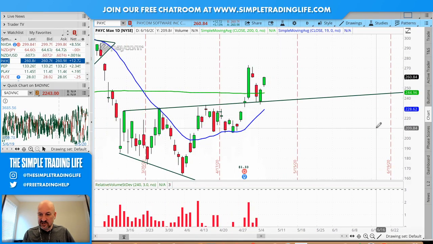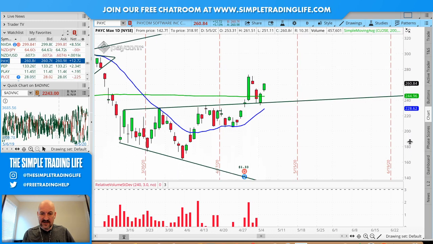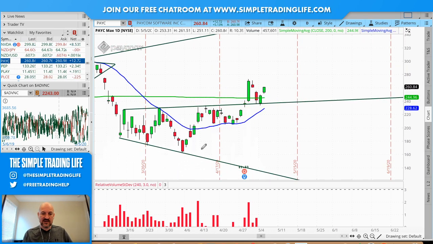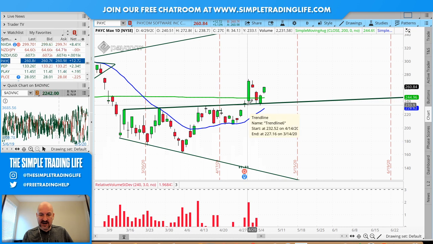And Paycom, I'll show you something here. Paycom has recently broke out of an expanding range. You see this, and this is what we mean by an expanding range. To the top, back to the bottom, back to the top, back to the bottom, back to the top. Started to come down. Right here, we form a J hook. You see this? J. Shot to the upside. We broke above the expanding range.